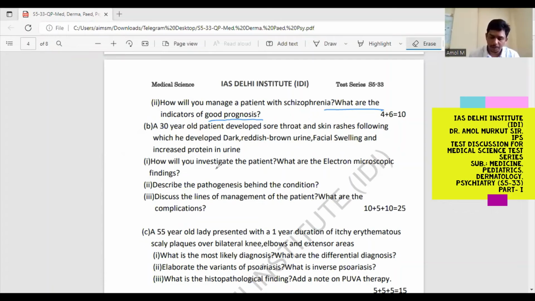What are the electron microscopic findings? Investigate, what you will do? You will do urine analysis, or what we can say renal function test, which you read in pathology. What are the constituents of those tests?